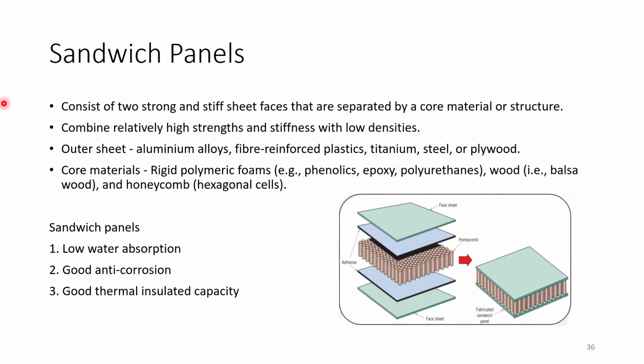Next is sandwich panels. They have low water absorption, good anti-corrosion, and good thermal insulation capacity. So these are some of the advantages of sandwich panels. And here you can also see this honeycomb type of structure sandwiched in between these sheets, connected with the help of adhesives. These are the face sheets which will be facing the environment.